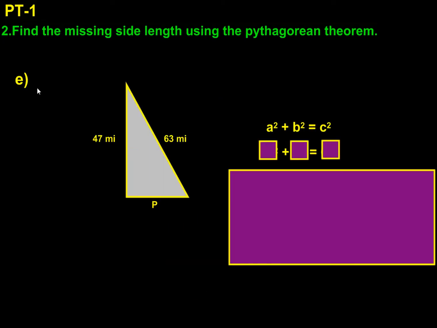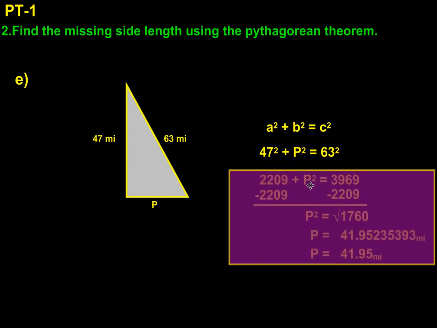For 2e, we have a triangle that is 47 miles on one side, 63 miles on the other side, and p on the bottom. I need to determine which of these three angles is my right angle. I can see it's this angle right here, which means that directly across from it is my hypotenuse. So 47 is a leg and p is a leg, and 63 is my hypotenuse, which has to be substituted for c. In this case, I'm going to take 47 as leg a and p as leg b. Now, once again, I can solve this algebraically.